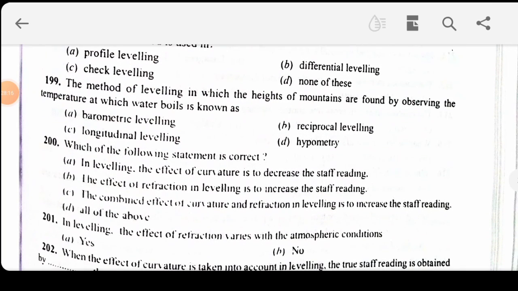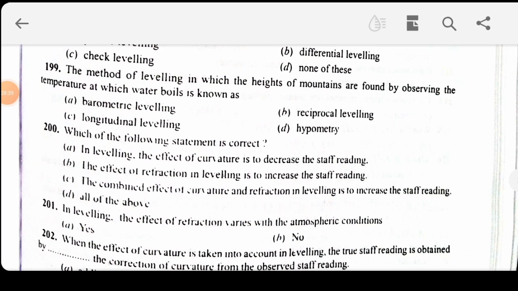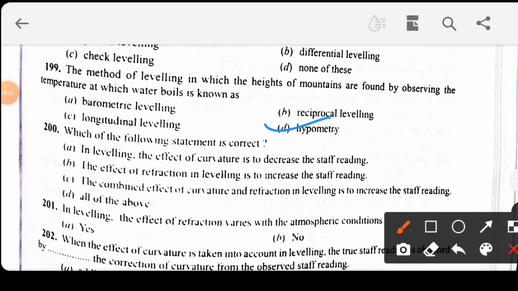The method of leveling in which the height of mountains are found by observing the temperature at which water boils is known as hypsometry. Correct answer D. Which of the following statement is correct? The combined effect of curvature and refraction in leveling is to increase the staff reading. Correct answer C.